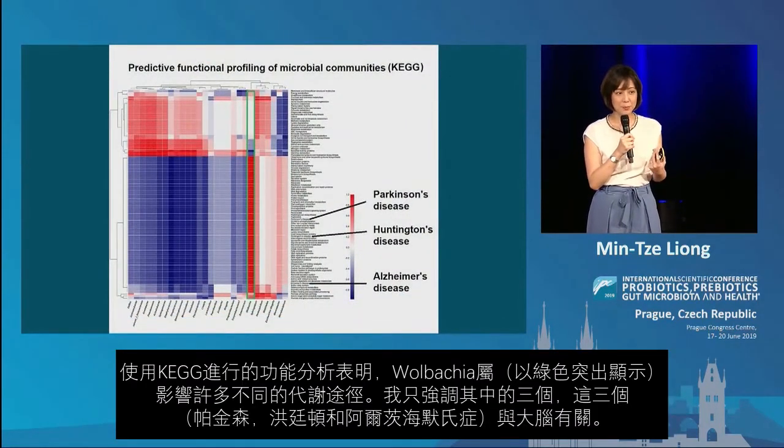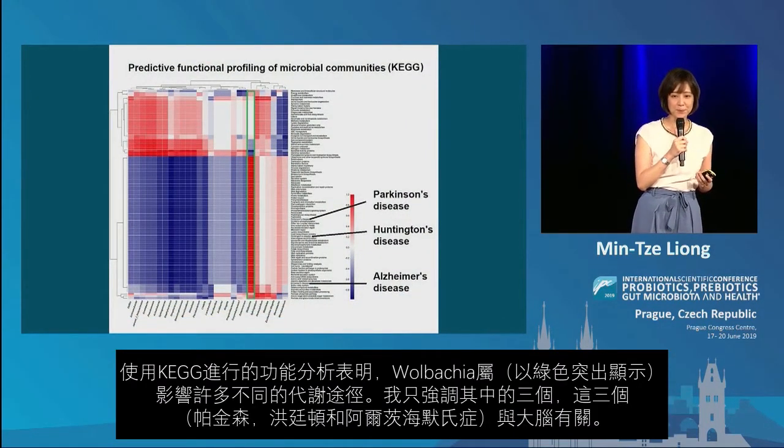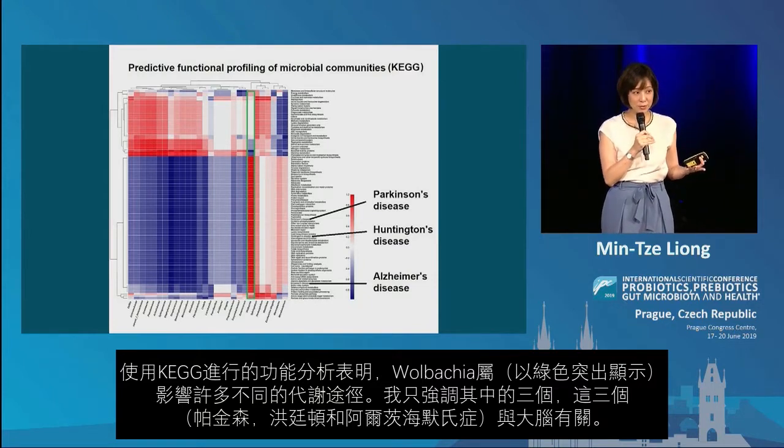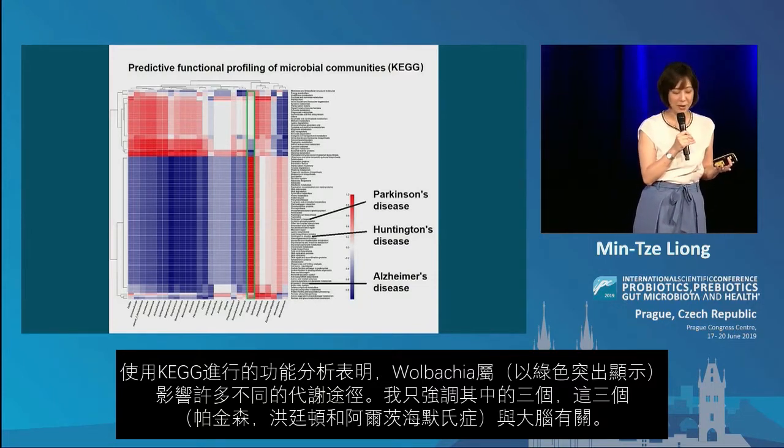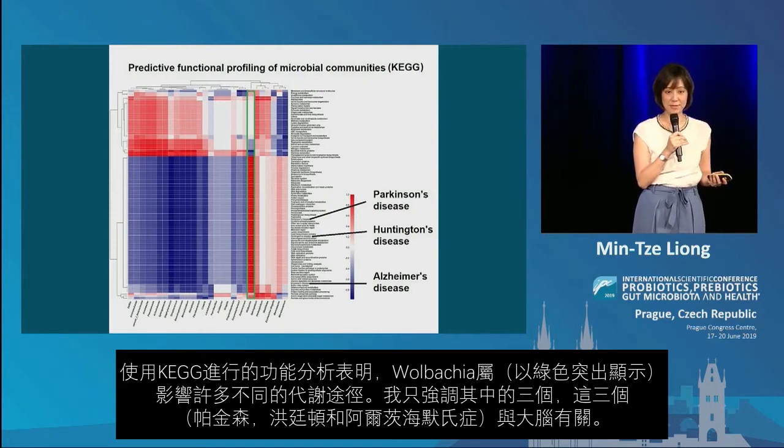When we did functional profiling using KEGG, we could actually see Wolbachia highlighted in green, having a myriad of different effects on different metabolic pathways. I am not highlighting everyone, but we're highlighting just 3 of it. And 3 of these are actually associated with brains: Parkinson's, Huntington's, and Alzheimer's.